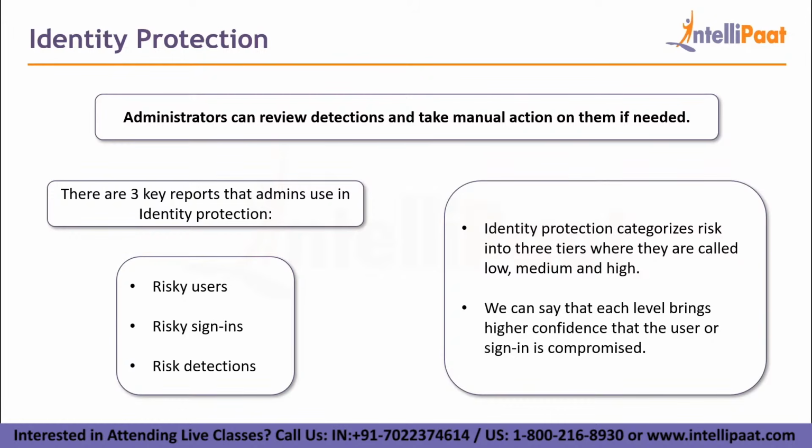And then identity protection categorizes risks into 3 main tiers. One is low, medium, and high. Again, Microsoft does not give information on how it is segregated into these 3 parts, but you can consider high as really risky, and that's what it means in medium and low. And we can say that each level brings higher confidence that the user or sign-in is compromised. That is, if it is high, that means it's pretty much compromised. Low means please check up, and medium, there is a chance of whether it's a risk or just the same user accessing from a different IP address or something like that.